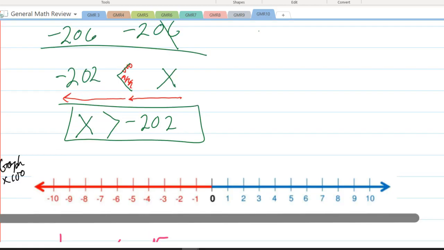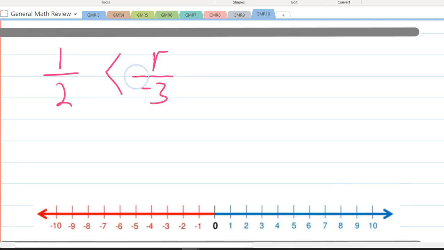Now I need to draw this. So I'm at 0, negative 100, negative 200, negative 300. So I need to go just slightly past negative 200, and it's greater than, so my arrow is going to go to the right. There's no equal sign, so it's open. So I'm going to have an open circle just to the left of negative 200, and it's going to move to the right.